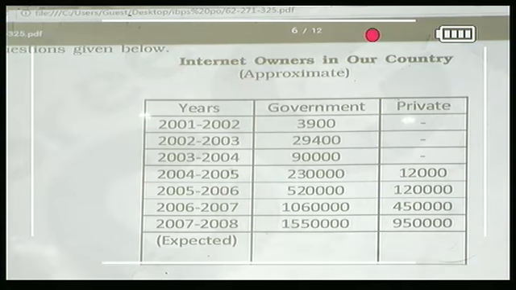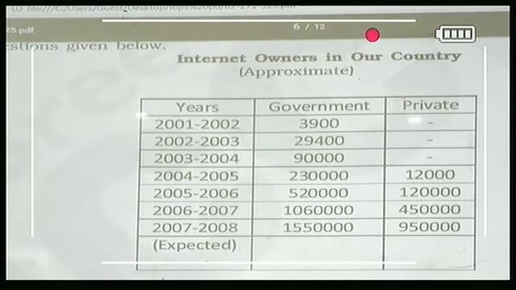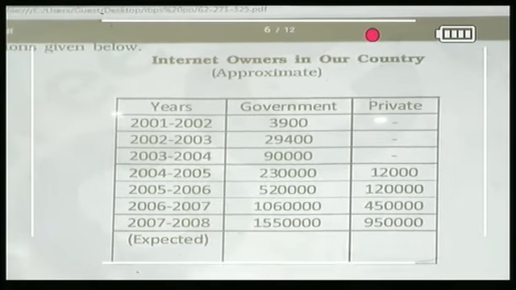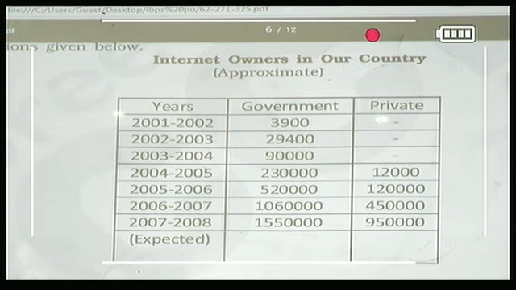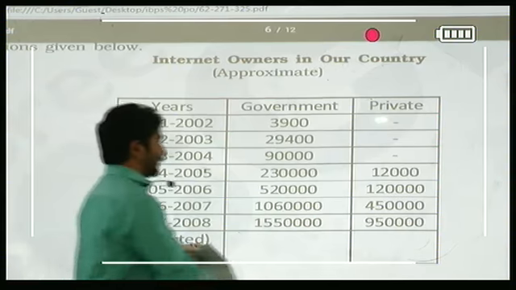Next, 51 to 55. Internet owners in our country, 2001-2, 2002-3, 2003-4, government and then private. What is the approximate percentage increase expected in the private internet owners in the period of 2007 and 8 over that in 2004 and 5? This is about private internet owners, 7, 8 and then 4, 5.